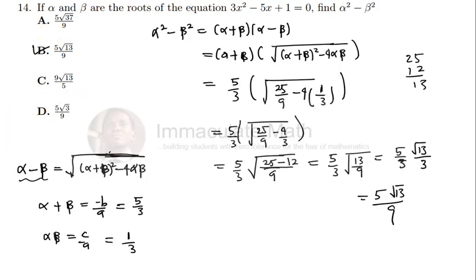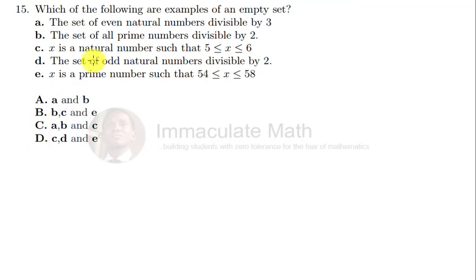Okay, so let's go to the next question. In this question, they said which of the following are examples of empty sets. Empty sets are sets that don't contain any element. That's the meaning of empty set. So let's look at these possible options.